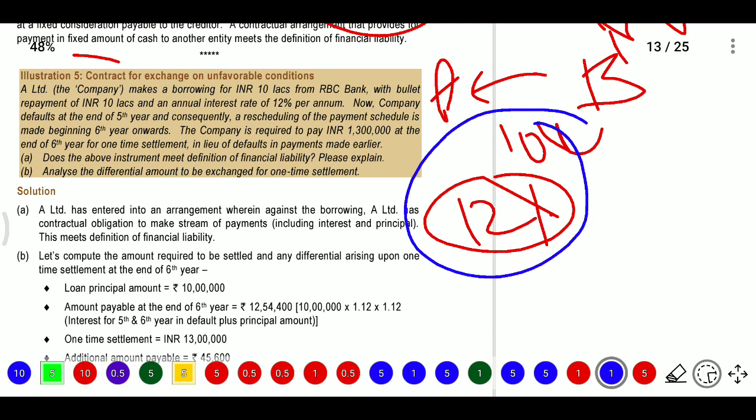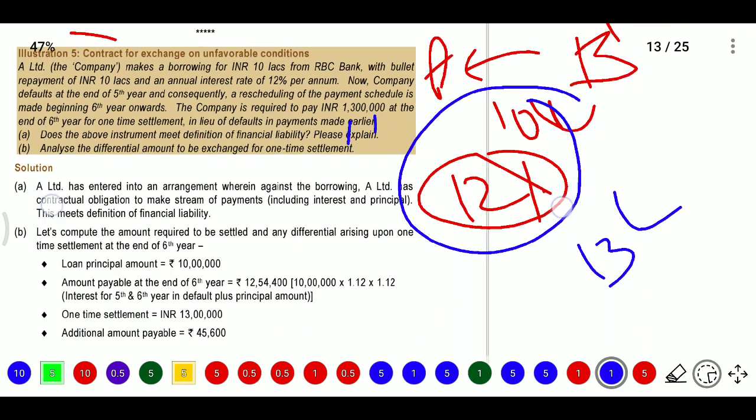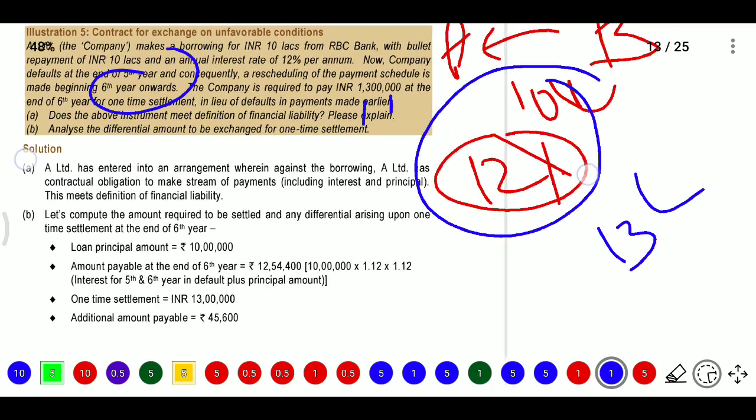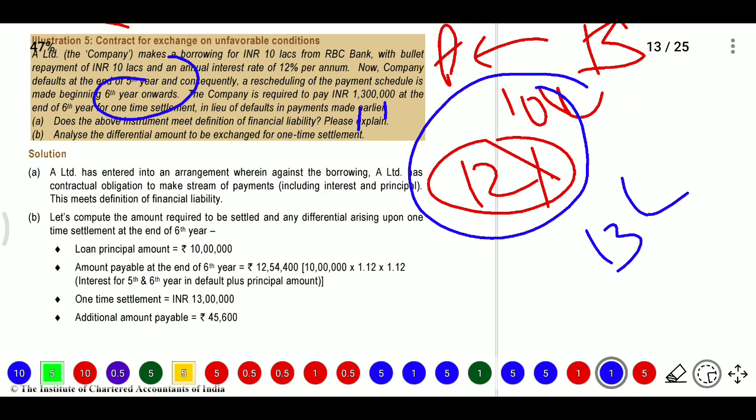So at the beginning of the 6th year they need to pay 13 lakhs. Initially they needed to pay 10 lakhs and annual interest of 12%, but at the end of the 5th year they defaulted, so they need to pay the amount of 13 lakhs at the end of the 6th year for one time settlement. So they are going for one time settlement, which means within 1 year they need to pay. It will become current only.